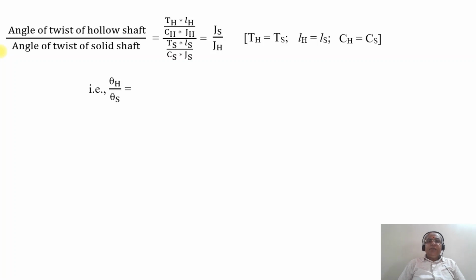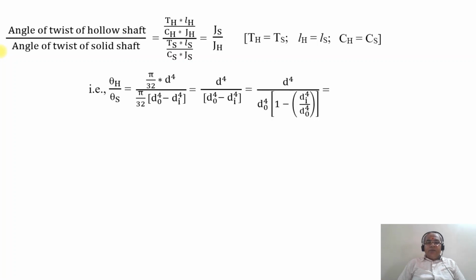which will be equal to pi d to the power of 4 by 32, with LH, LS and CH, CS being equal. Therefore, theta H by theta S will be equal to pi d to the power of 4 by 32 divided by pi by 32 into d naught to the power of 4 minus di to the power of 4. So pi by 32 gets cancelled, therefore it will be equal to d to the power of 4 divided by d naught to the power of 4 minus di to the power of 4. Taking d naught to the power of 4 as the common factor, into 1 minus di by d naught the whole to the power of 4.